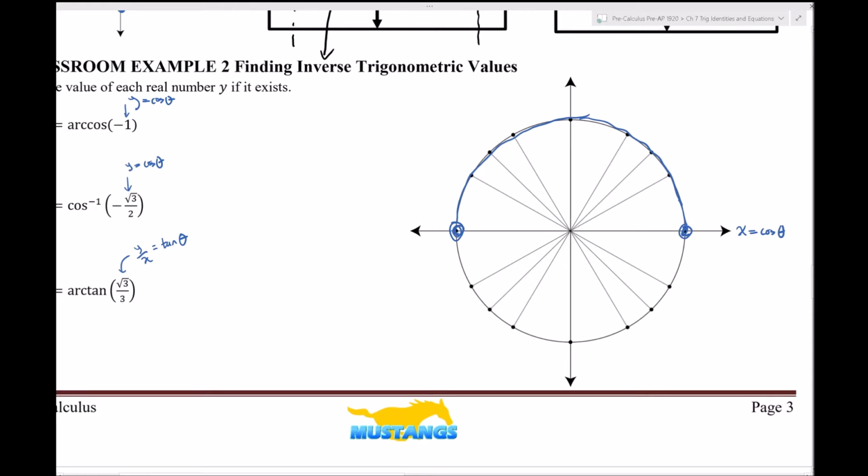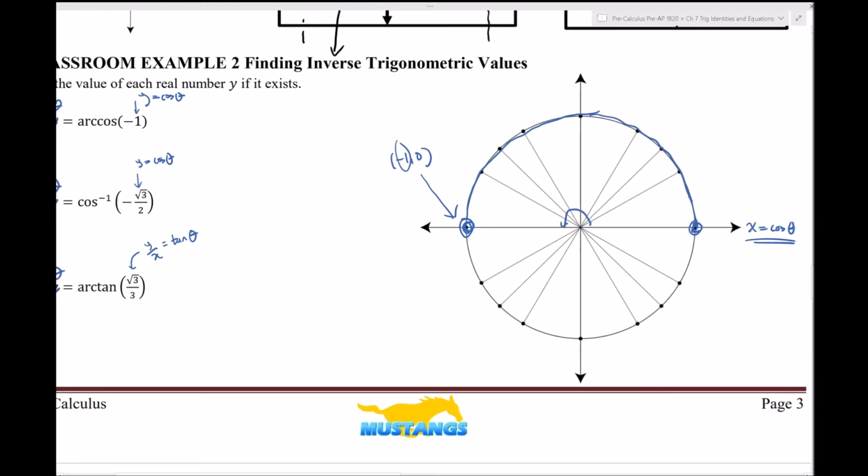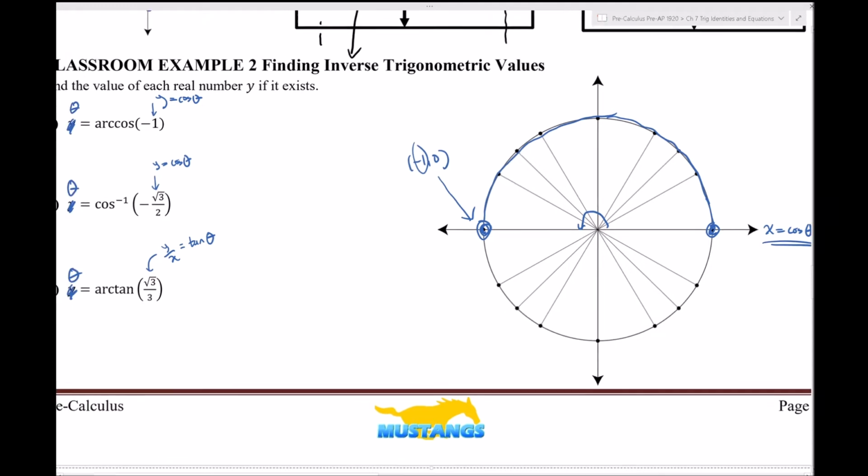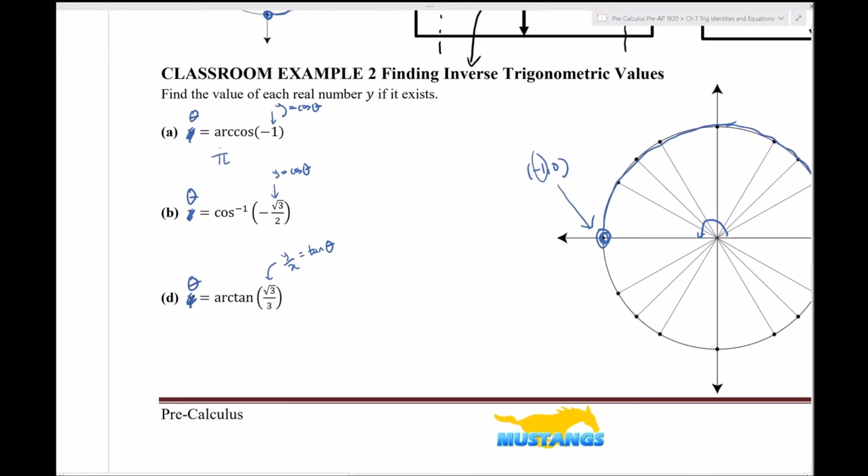So where on the upper half is the x coordinate negative 1? That's going to happen here. So that's negative 1 comma 0, and that's exactly what we want. Negative 1 for the x coordinate. So what's that angle there? 180 degrees or pi. So the answer for letter A is literally pi. And that's it for that one.